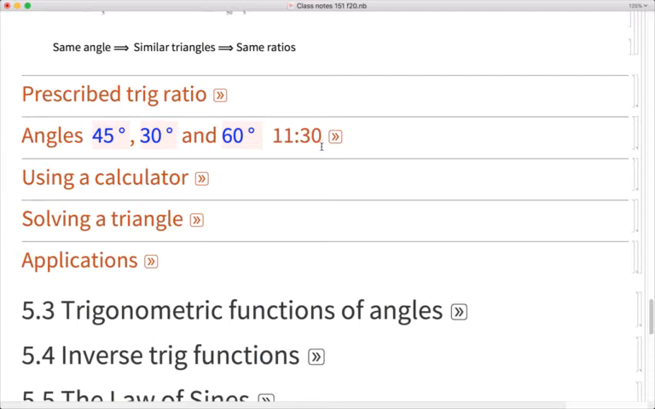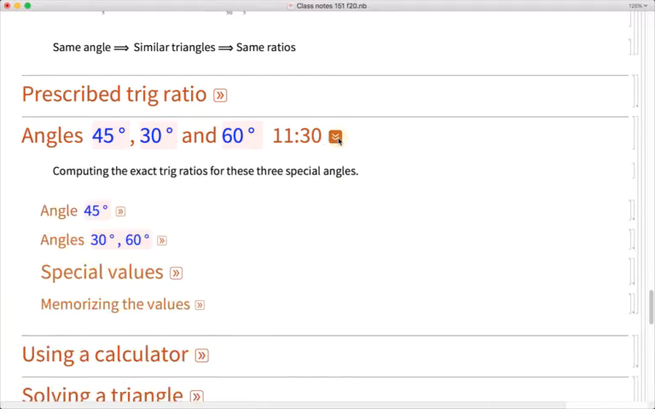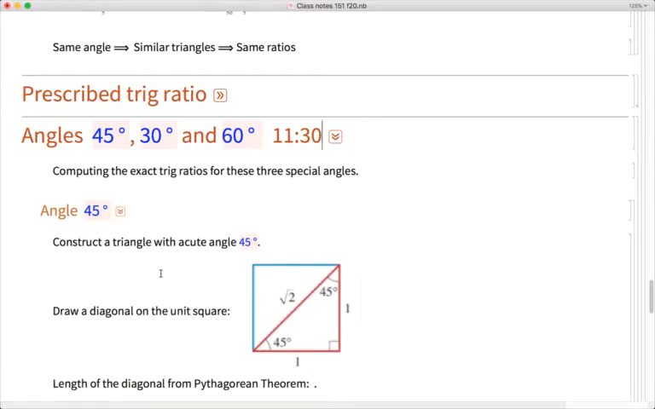11:30, let's say. Okay, so there are 3 special angles where we are able to construct triangles with these specified angles, and consequently we'll be able to compute the trig ratios exactly for these 3 angles: 45, 30, and 60. Let's first look at the 45-degree angle. In order to compute the trig ratios for this angle, we need to construct a triangle that has a 45-degree angle as one of its acute angles.